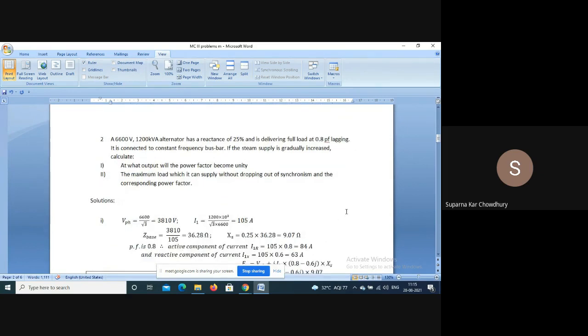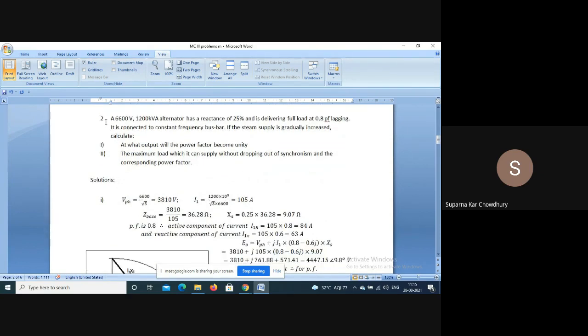Now the next problem gives a 6600 volt, 1200 kVA alternator, which has a reactance of 25% and is delivering full load at 0.8 lagging power factor. It is connected to a constant frequency bus bar. If the steam supply is gradually increased, then calculate at what output the power factor will become unity, the maximum load which it can supply without dropping out of synchronism, and the corresponding power factor.